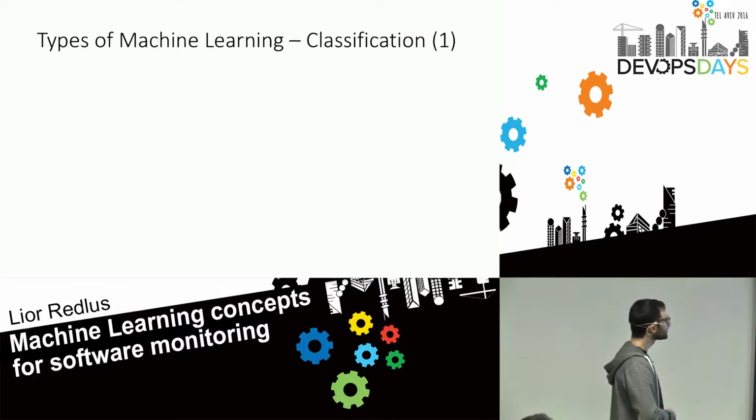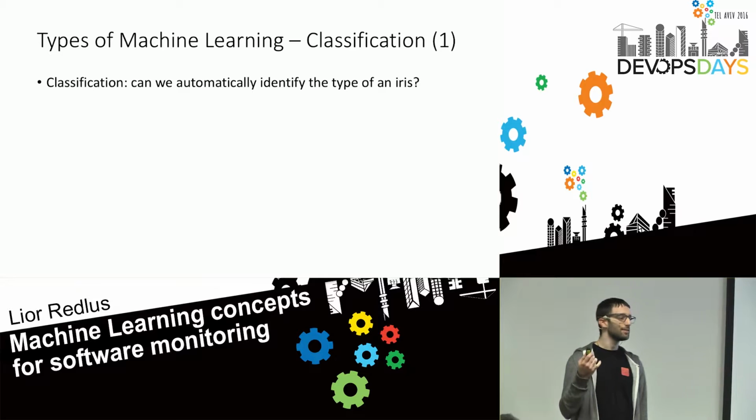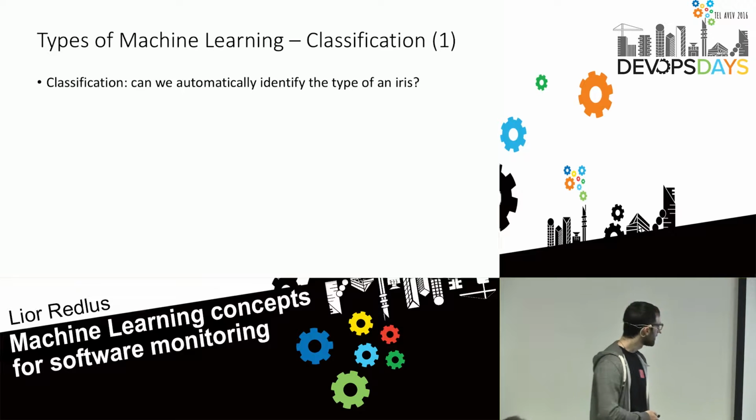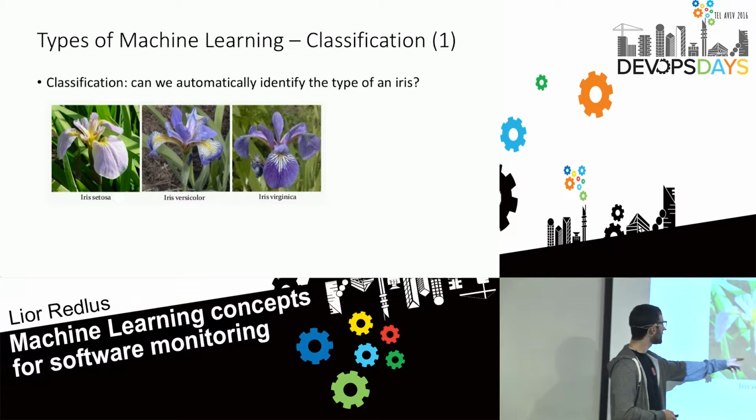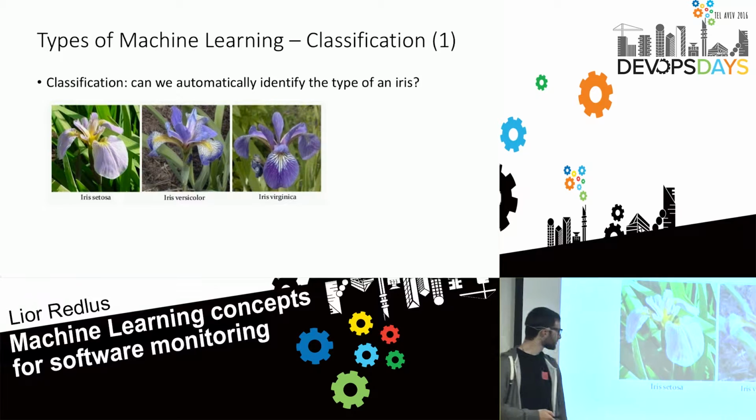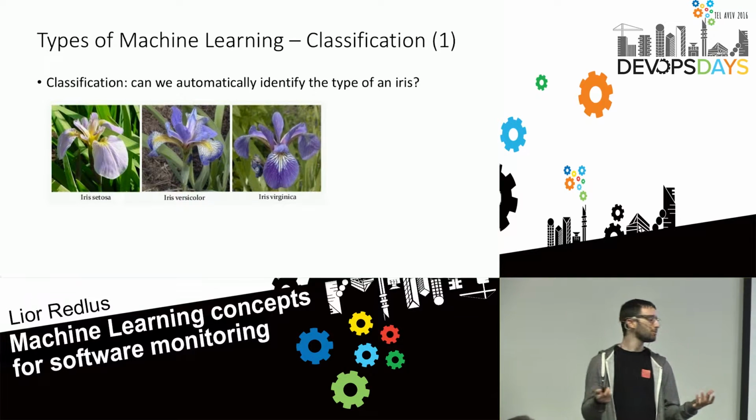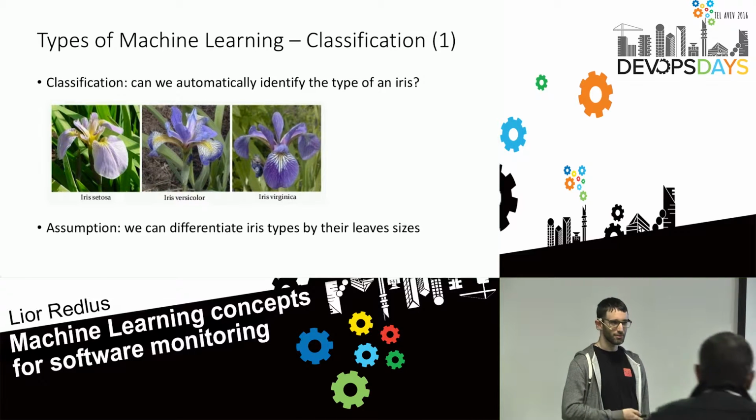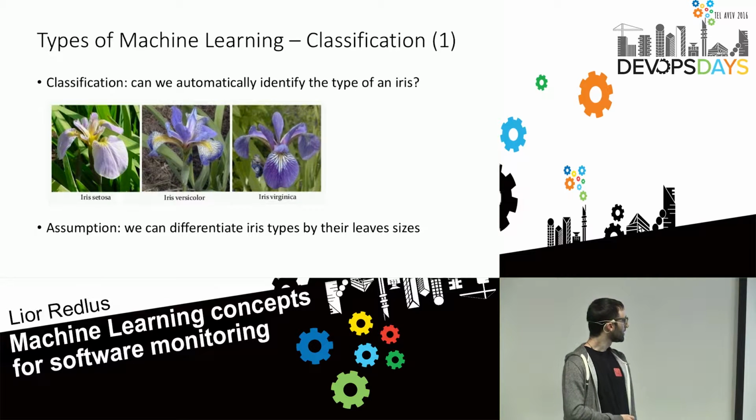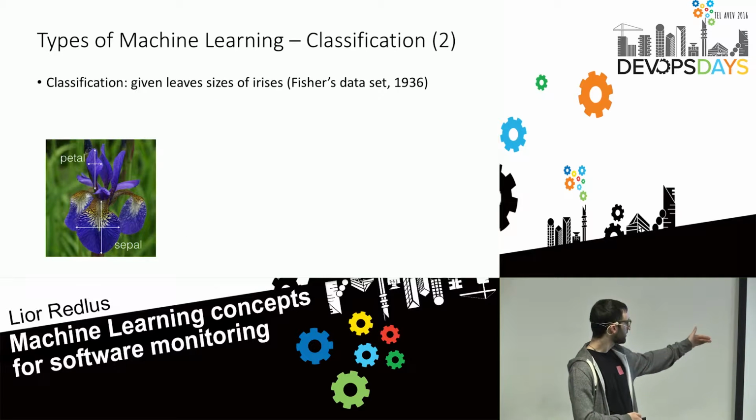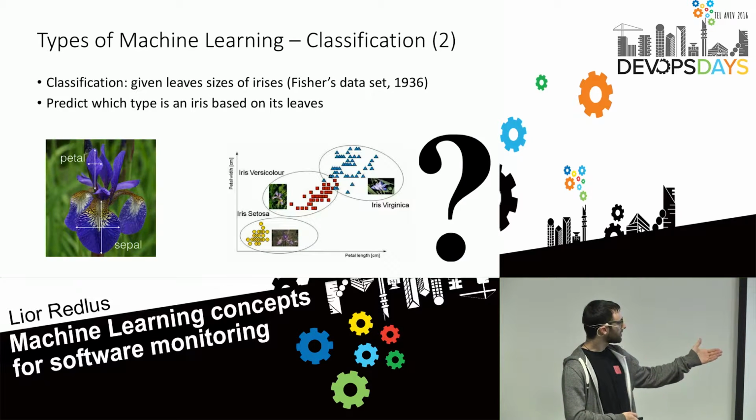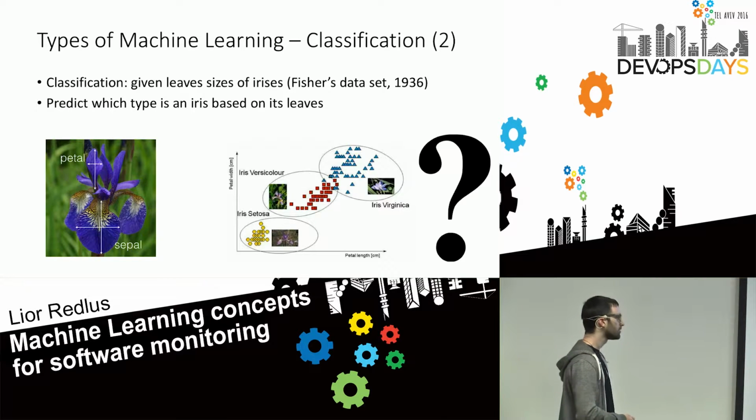For classification, can we identify the type of an iris based on its leaf sizes? We have 3 types of irises, and each one has 2 types of leaves. The question is, can we identify which kind of iris it is only by the sizes of the leaves that we have? So we have 4 measurements, the width and the length of the 2 types of leaves that each iris has. And now we need to plot the data and see whether we can cluster these units in order to predict correctly according to the leaf size.